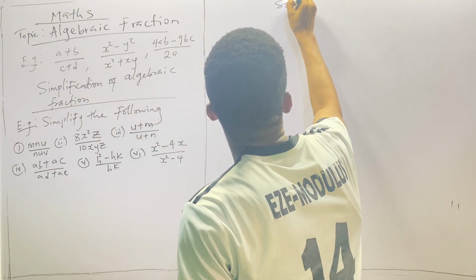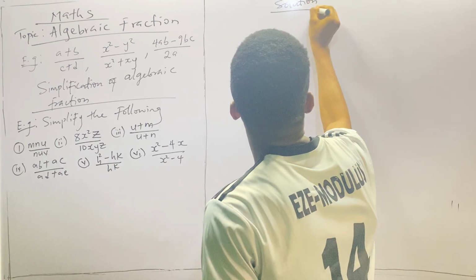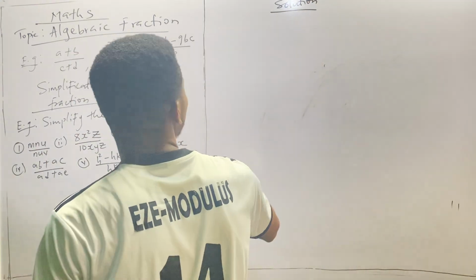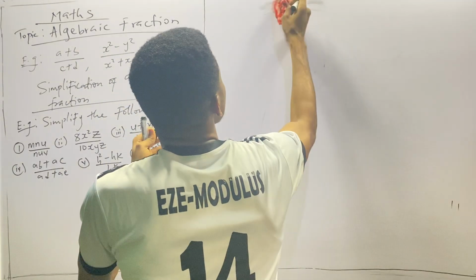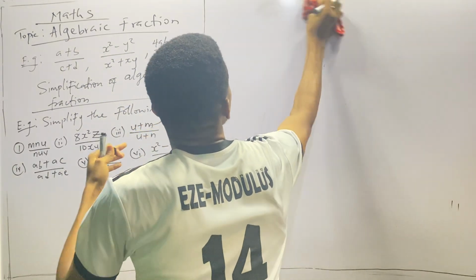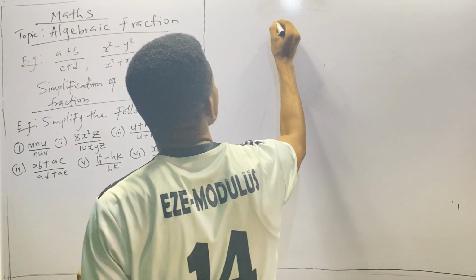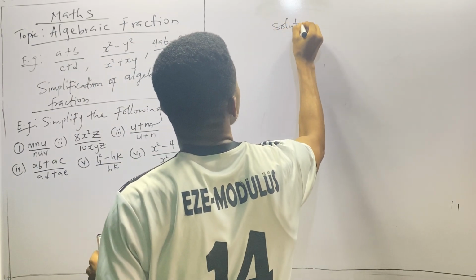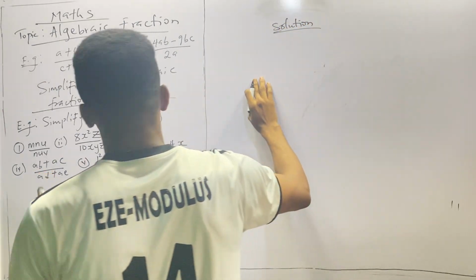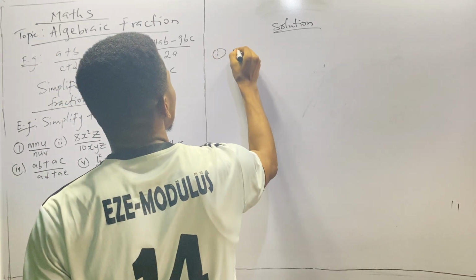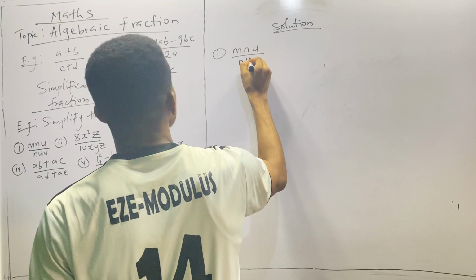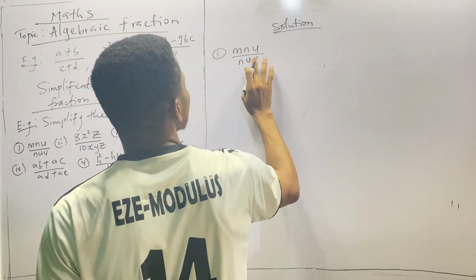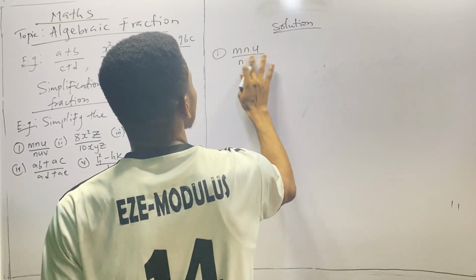So we have the solution. The first one we have in our custody here. Let's have a solution somewhere here. So we have mnu over nuv, right? Okay.